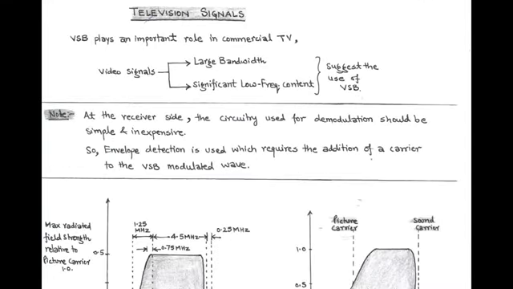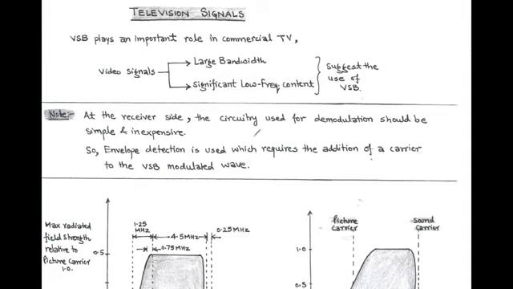Next example of continuous wave modulation is TV signals. In commercial TV, the VSB modulation plays an important role, as the video signals contain significant low frequency and considerably large bandwidth. The VSB modulation technique is used in such cases. And for the effective detection of the VSB wave, the circuit used for demodulation should be simple and inexpensive at the receiver side. So the envelope detection is used, which requires the VSB modulated wave in addition to the carrier as input.